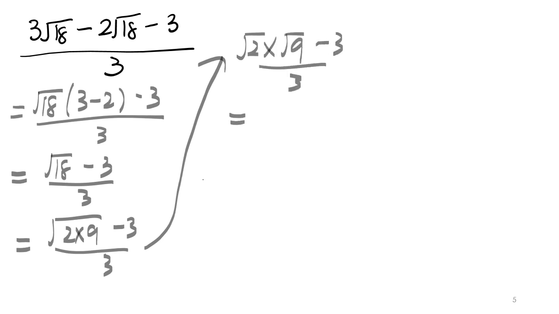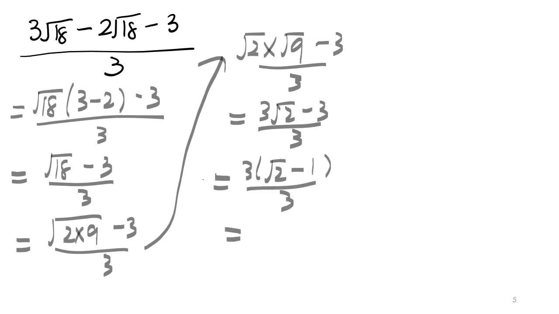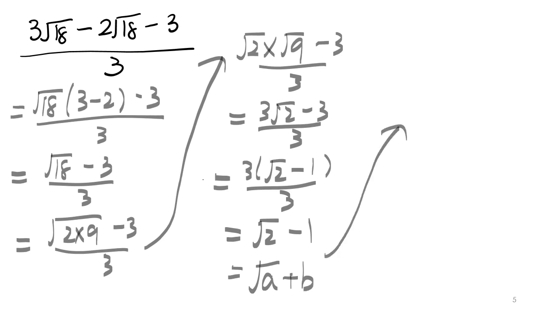Square root 9 is 3, so that gives us 3 square root 2 minus 3 over 3. Can you see we can factorize our 3 out? And that will give us square root 2 minus 1. Alright, so earlier on, the question says that you're supposed to express your answer in the form square root a plus b, where both a and b are integers. So if you do a comparison, you see that a is equal to 2 and b is equal to negative 1.